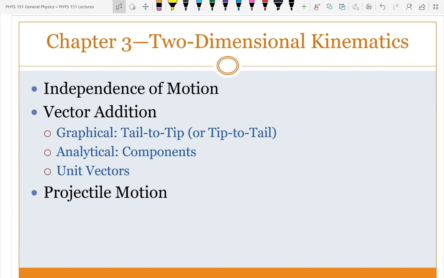Then we went from one-dimensional kinematics to two-dimensional kinematics. What's different about two-dimensional versus one-dimensional? Independence of motion. We can take two perpendicular directions and treat them as completely independent. Motion in one direction does not affect the motion in the other direction.